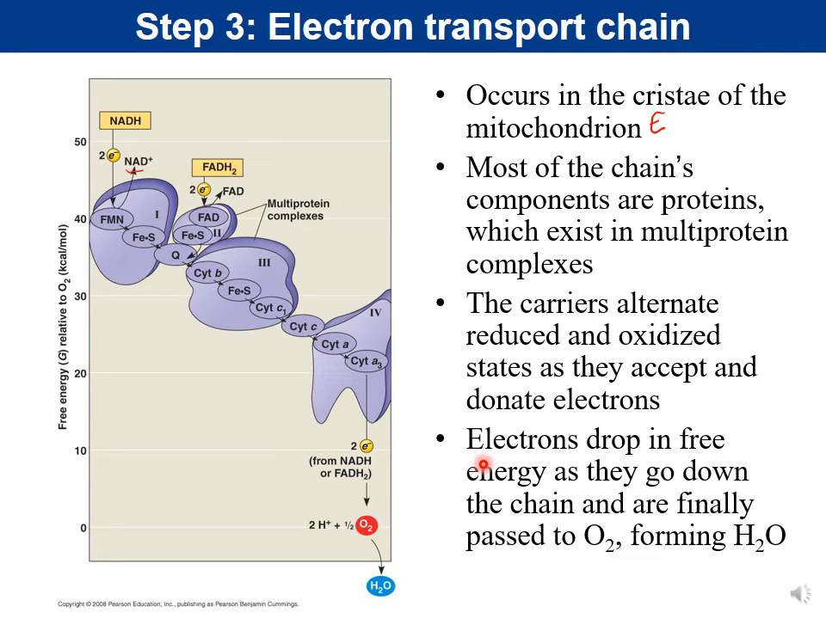So one of the things that you're going to see in a minute: electrons drop in energy as they go down the chain. And what that means is that as they're moving down our chain, they're going to give off a little bit of energy. They're going to lose a little bit of energy along the way. You're going to see in a minute that the energy released from the electrons moving down the chain is going to be used to pump hydrogens against the gradient. So we're going to see that in just a second.